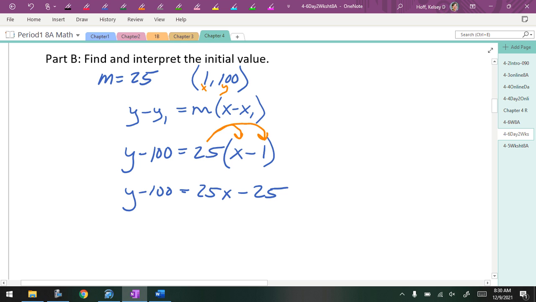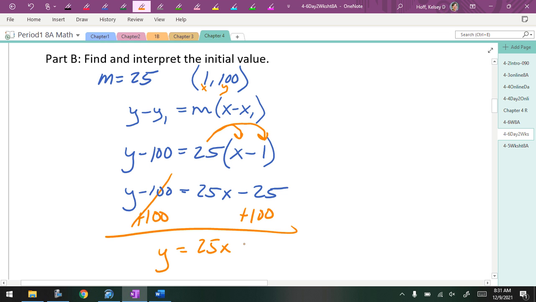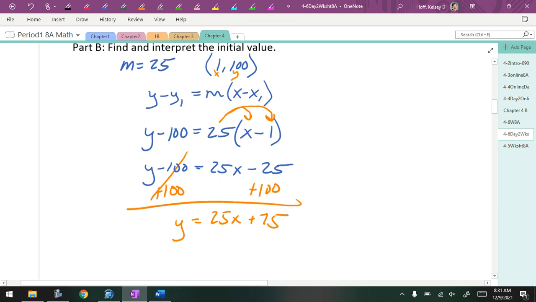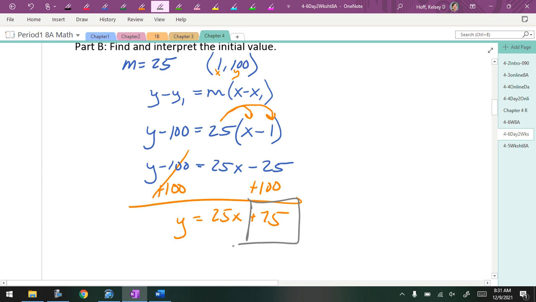We got to get y by itself, so we have to add 100. Good work, you guys. I'm impressed. Y equals 25x, and then is it plus or minus 75? Positive 75. In that equation, what do I box in? This 75. And that is our initial value or our y-intercept, same thing. Okay, I'm not going to lie, I'm impressed. It takes you a little bit to get through there, but you were right. You got it.